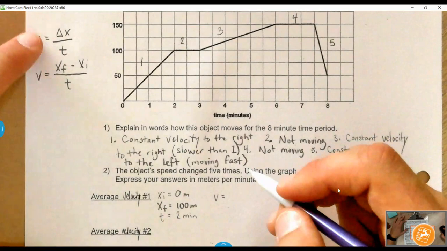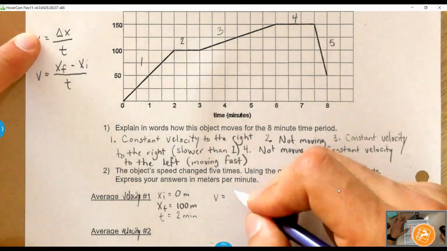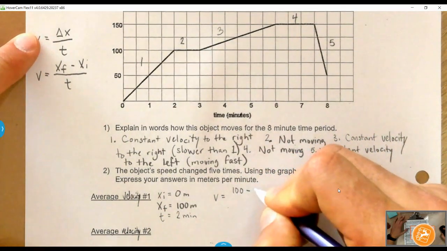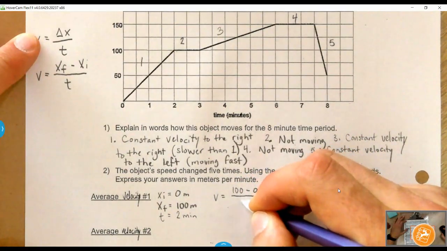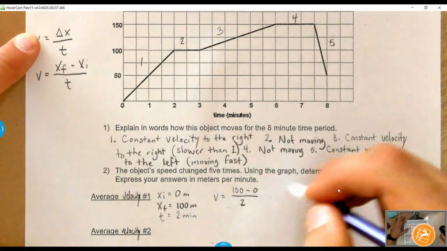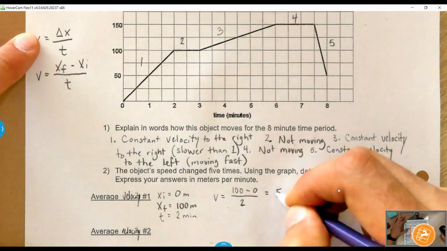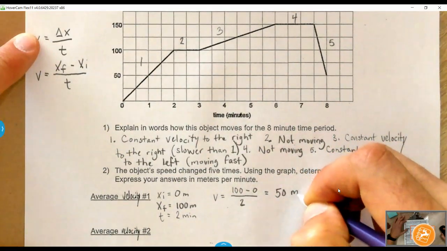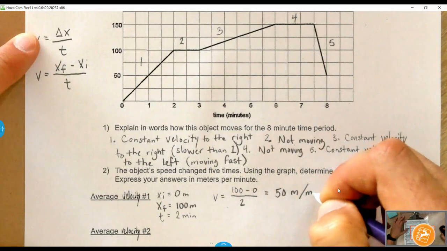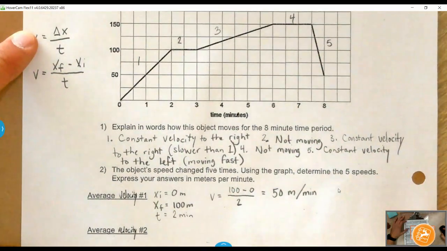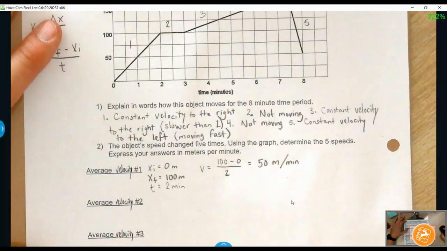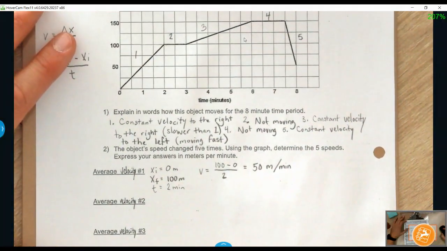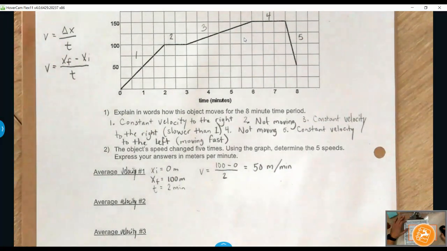So the equation will be XF minus XI divided by the time. So XF is 100 minus the initial position divided by the time of 2. 100 divided by 2. So it'd be 50 meters per minute. All right. And we're going to kind of go through and finish those.